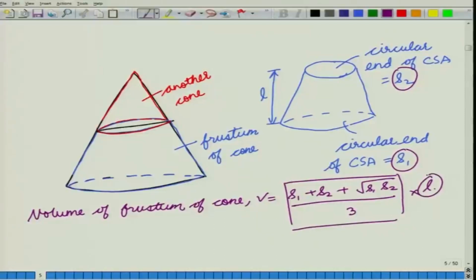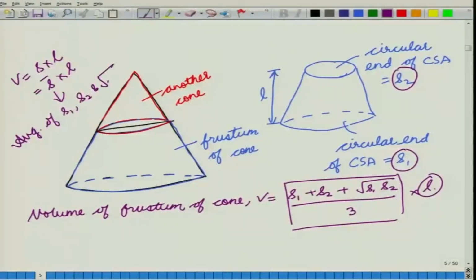multiplied by the length. So, for instance, earlier we had defined the volume to be S into L in the case of a cylinder. Here it is S bar into L, where S bar is the average of S1, S2 and square root of S1, S2.